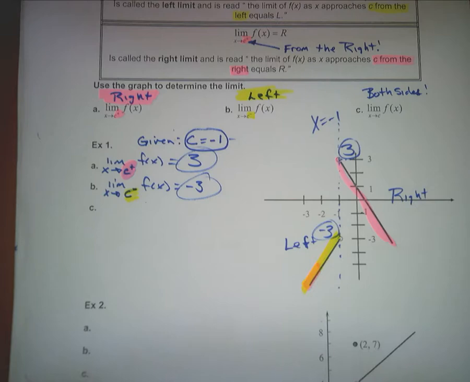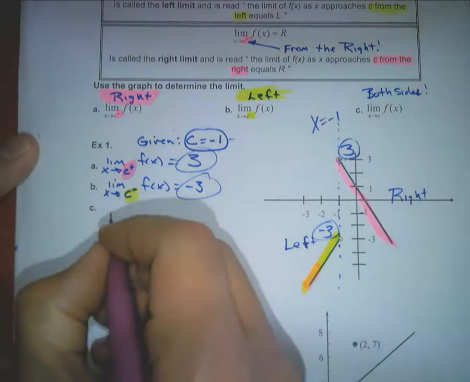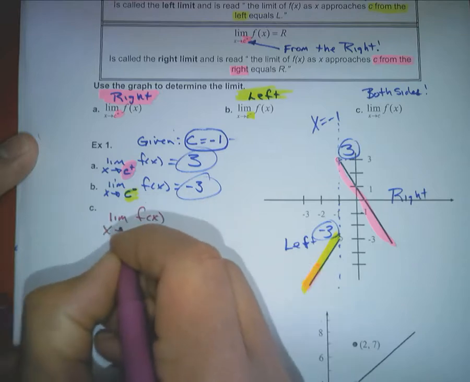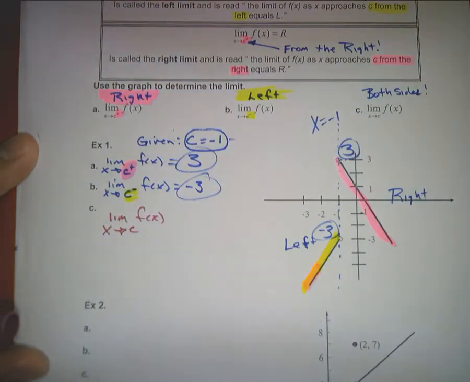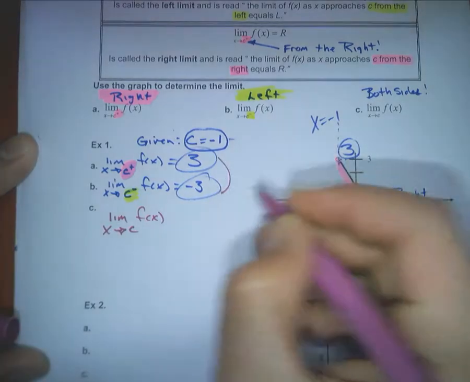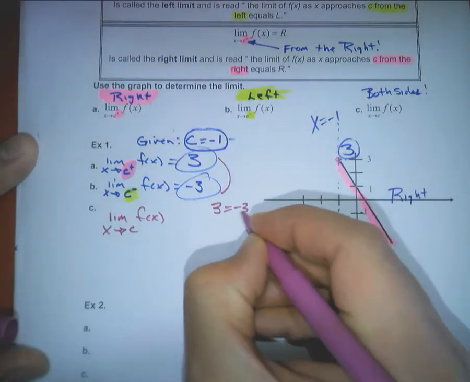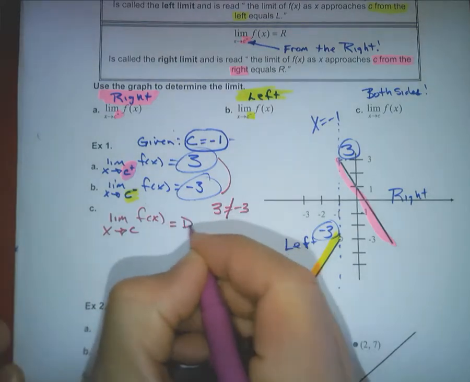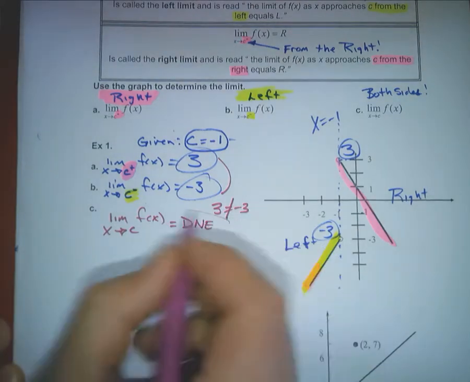Well, the final answer for part C is, well, I want to know what the final limit is. What is the limit of f of x as x approaches c from both sides? Well, I compare the two. I got 3 equals -3. Are those equal? No way. They're not the same. They're different. And if they're different, what's my answer? The limit does not exist. There is no intended height there at -1. So we'd say DNE for short, does not exist.